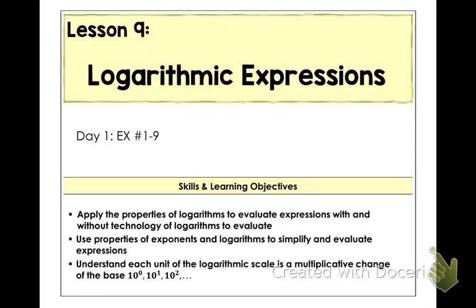Hi, welcome to your Unit 2, Lesson 9 notes, which is all about logarithmic expressions. In this video, we're going to be working through all of examples 1 through 9.